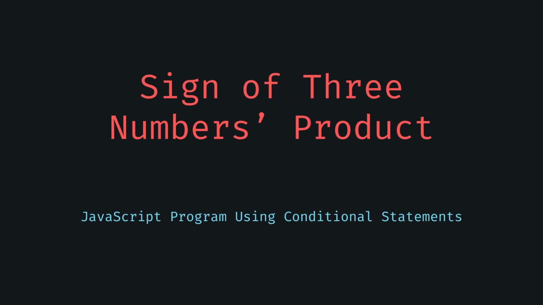Welcome. In this tutorial, we'll write a JavaScript program that determines the sign of the product of three numbers. We'll use conditional statements to analyze the combination of positive and negative values. This is a great exercise to practice logical thinking with if-else structures. Let's get started.